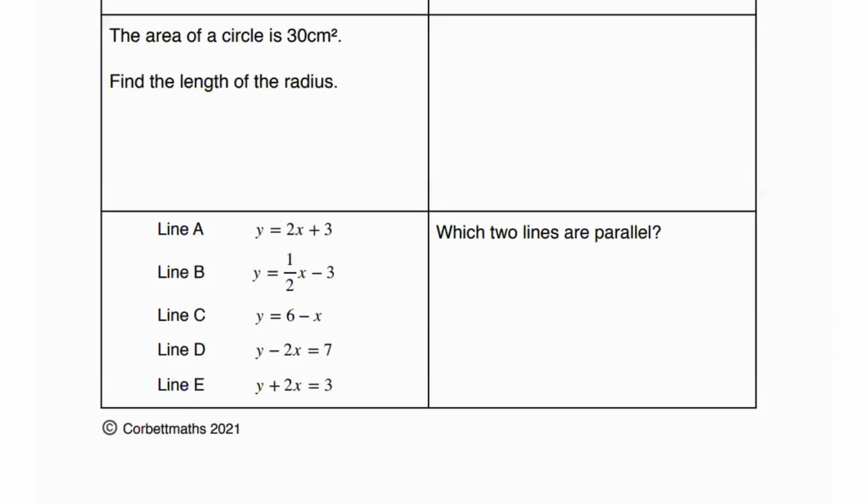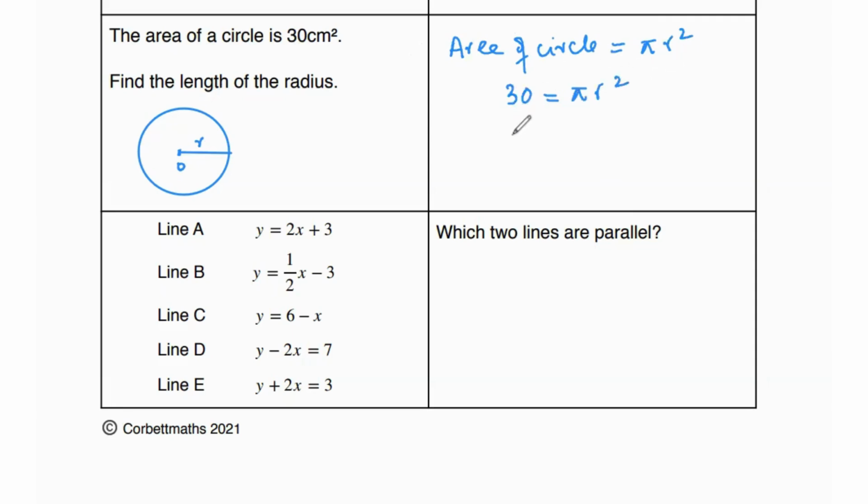Next question says the area of a circle is 30 centimeters square. Find the length of the radius. So for this circle, radius is your distance from the center of the circle to the circumference. This is your radius. Area of a circle has the formula of pi r square, which means 30 equals to pi r square. 30 divided by pi being square rooted equals to r, and that gives us 3.09 centimeters as the value of the radius.